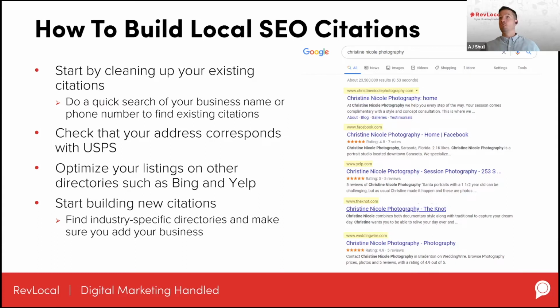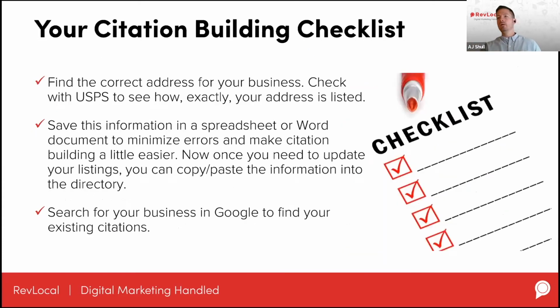And if you don't see others, then that's when you want to start putting yourself out there. Now, obviously, there's agencies that can help you with this, but there's also some software that you will have to pay for to use that can help automate that process. But again, if you want to do it in a more manual fashion, you want to set up a checklist, and here's some pointers that we have that help make sure that you're doing this correctly. So obviously, find the correct address for your business, and make sure that you're verifying that that's how the address is listed at the United States Postal Service.